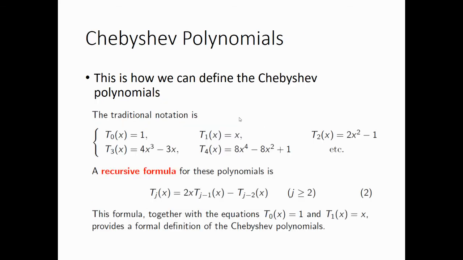So how do we define the Chebyshev polynomials? If you took 407, you'll know the traditional notation is T0 is equal to 1, T1 is equal to x, T2 is 2x squared minus 1, T3 is 4x cubed minus 3x, T4 is 8x to the fourth minus 8x squared plus 1, and there's actually a recursive formula that you can use to put together these polynomials, and that gives a formal definition of the Chebyshev polynomials.